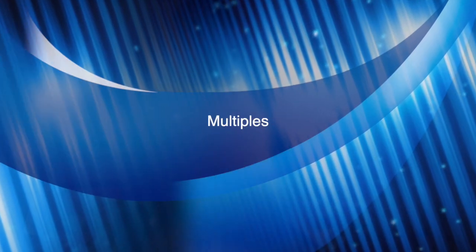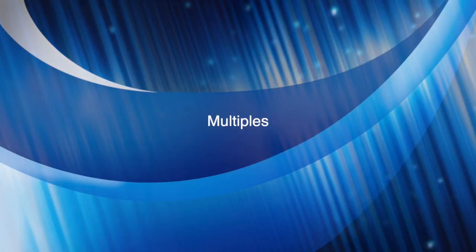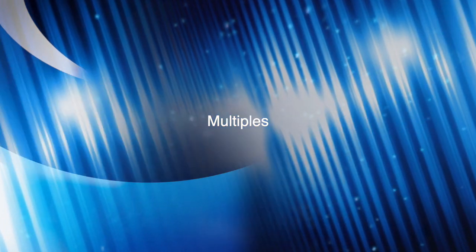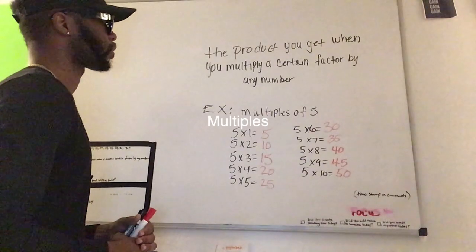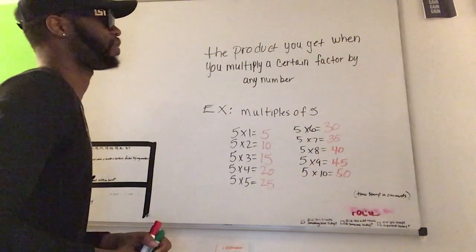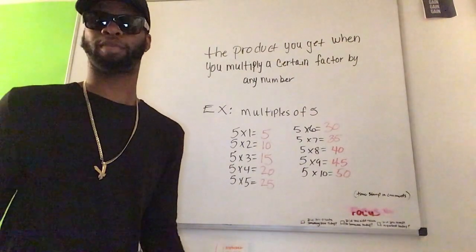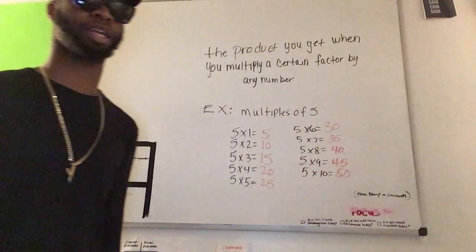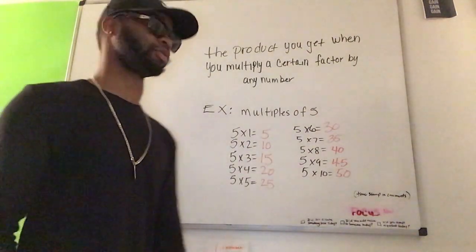So let's talk about multiples, right? Multiples are the products you get when you multiply a certain factor by any number. The multiples are the same thing as the products. When you multiply the number 5 by anything, the product is the multiple, right?